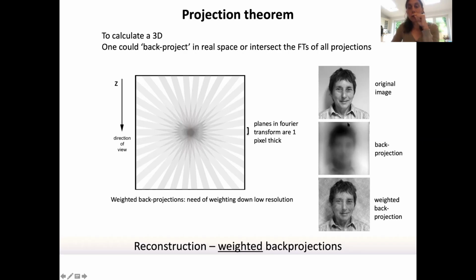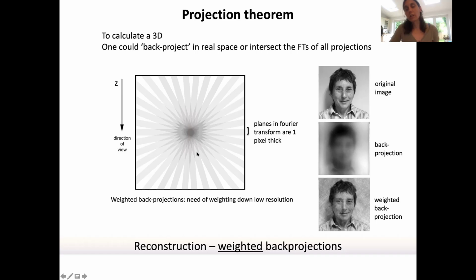I obtain this. So the high resolution information here is there. I simply projected this image and back projected it. Nothing has gone lost. But the high resolution information, we can hardly see it because it's overwhelmed by the overweighted low resolution information.